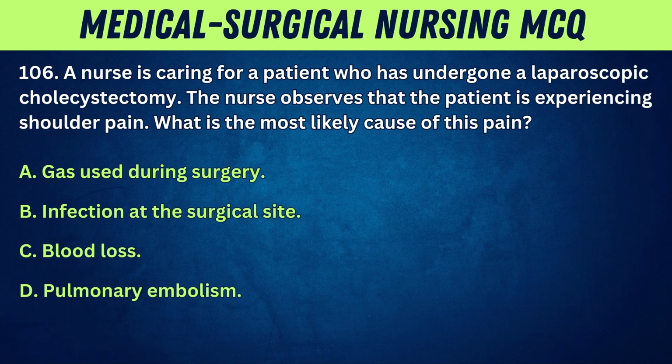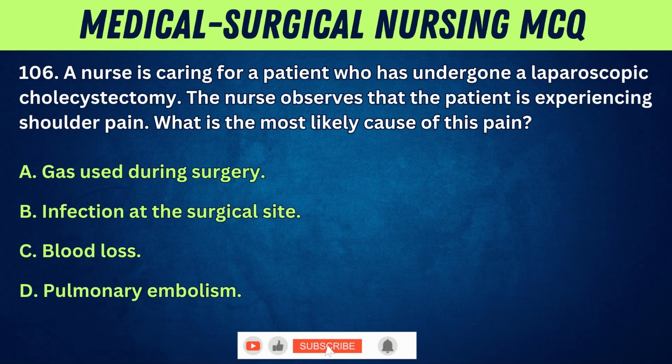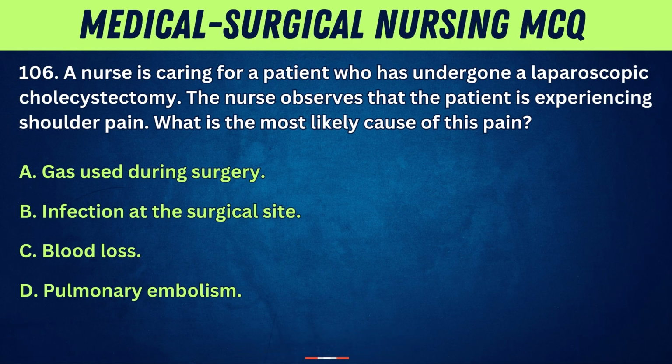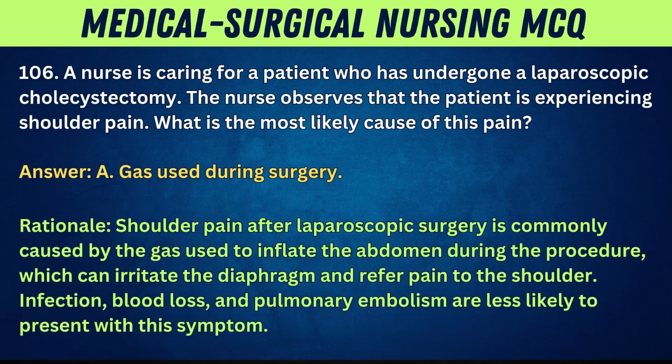106. A nurse is caring for a patient who has undergone a laparoscopic cholecystectomy. The nurse observes that the patient is experiencing shoulder pain. What is the most likely cause of this pain? A. Gas used during surgery. B. Infection at the surgical site. C. Blood loss. D. Pulmonary embolism. Answer: A. Gas used during surgery.